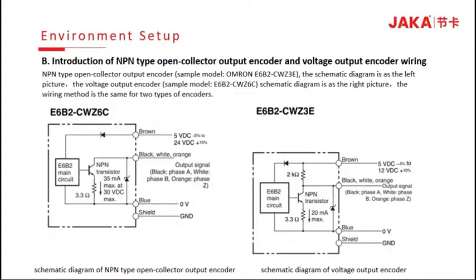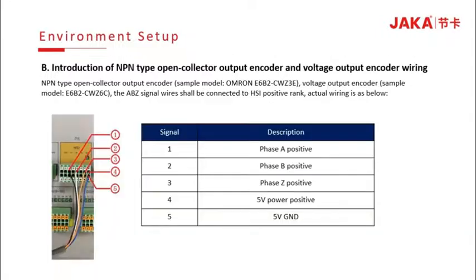The second type, NPN type, open collector output encoder and the voltage output encoder. NPN type, open collector output encoder. The schematic diagram is as the left picture, the voltage output encoder. The wiring method is the same for the two types of encoders. The actual wiring is as below. Pin 1, 2 and 3 connect to the encoder phase A, B and Z positive. Pin 4 and 5 are for power supply connection.